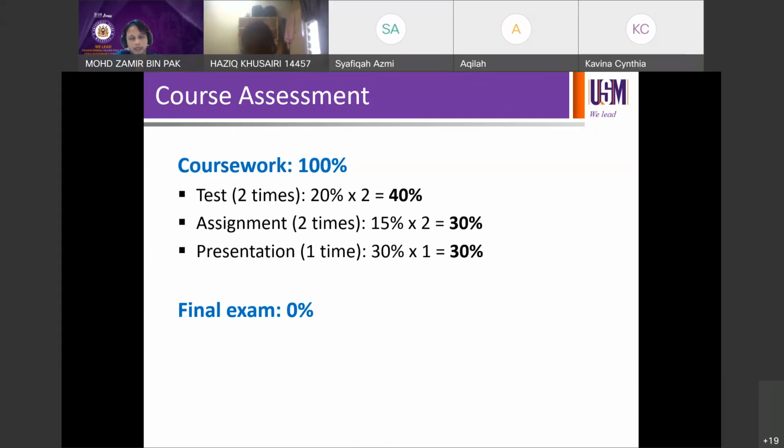So altogether 40%. You're going to have 2 assignments as well. One is before mid-sem break, one is after mid-sem break, 15% each. So they account for 30% altogether. Then 1 presentation in the second part of the course, right? On the fabrication processes on different semiconductor devices. It's going to contribute about 30% of the mark. So 40 plus 30 plus 30, 100%. There's no final exam.